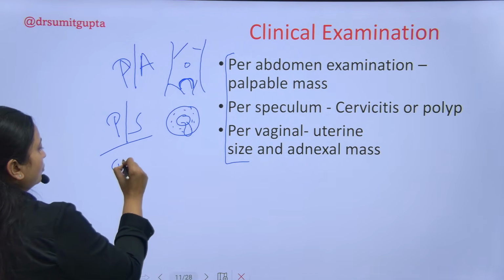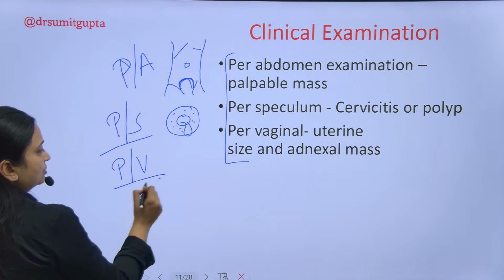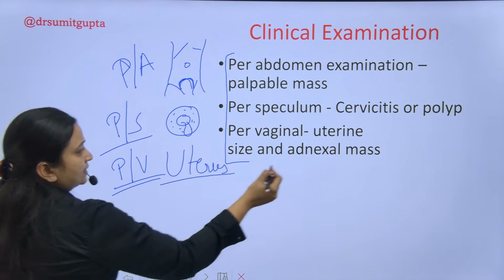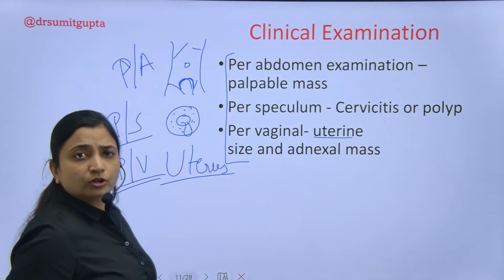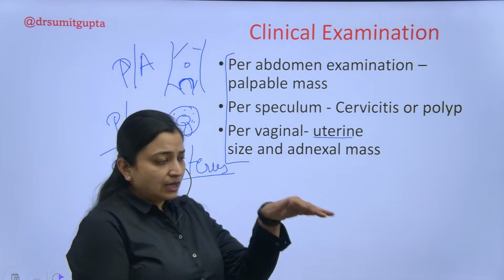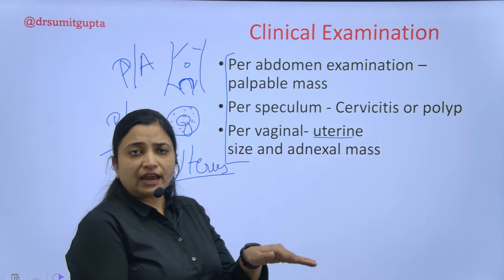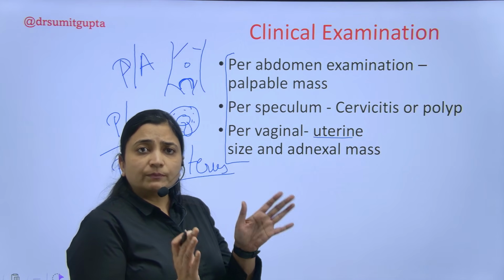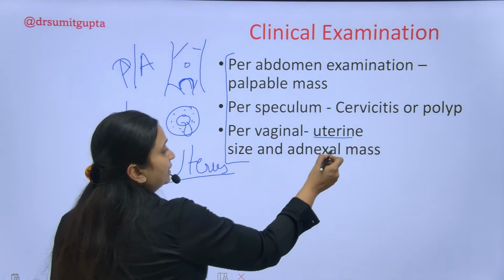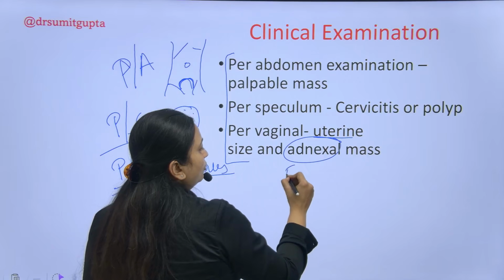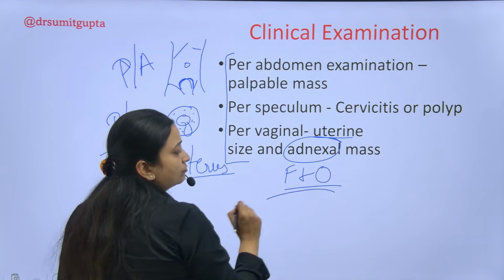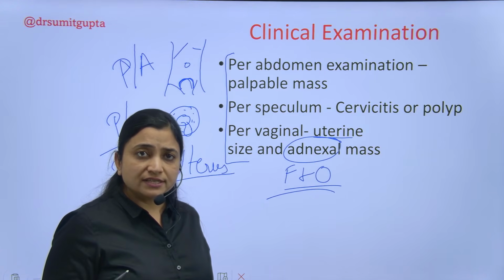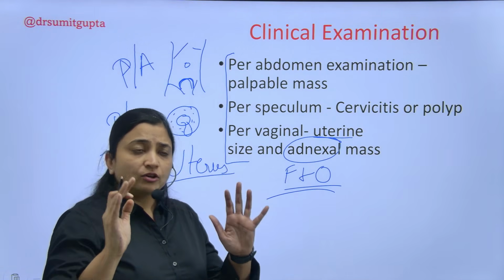And lastly, go for a per vaginal examination to assess the size of the uterus. It is a bimanual examination. We put one hand inside the vagina, other hand on the abdomen of the patient, and we try to think about the uterine size and we try to palpate the adnexa. What is the meaning of adnexa? The fallopian tube plus ovary. So whether there is some adnexal mass, whether there is some endometriosis, some ovarian cyst, it gives you a very, very good idea.